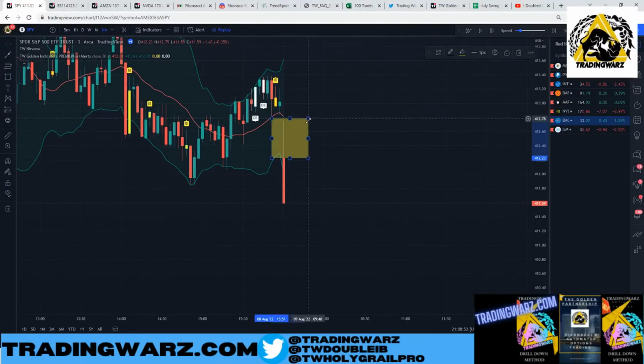So this wick likely has some algorithms on the short side, because when the bulls are pushing up here, you could see also we're on that gap fill. So we have a lot of confluence here for an algorithm short.